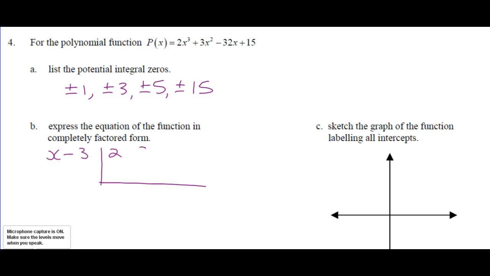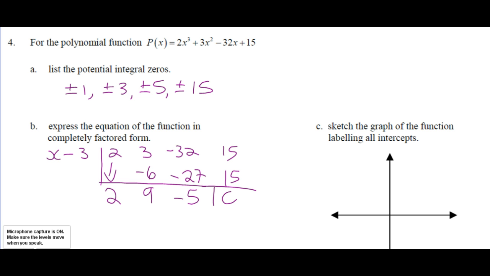We got a 2, we got a 3, we got a minus 32, we got a 15. We're looking for a 0 down here. Okay, so that's a 2. This will be negative 6, which will be 9. This will be negative 27, which is negative 5, 15, 0, huzzah.